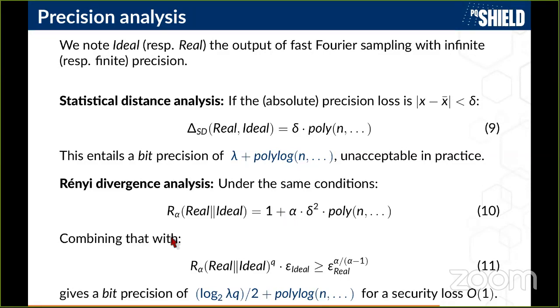So if we combine that with the probability preservation inequality of the Renyi divergence, well, it tells us that a bit precision of log lambda q divided by 2 plus polylog of n and other stuff is sufficient to claim a security loss big O of 1.